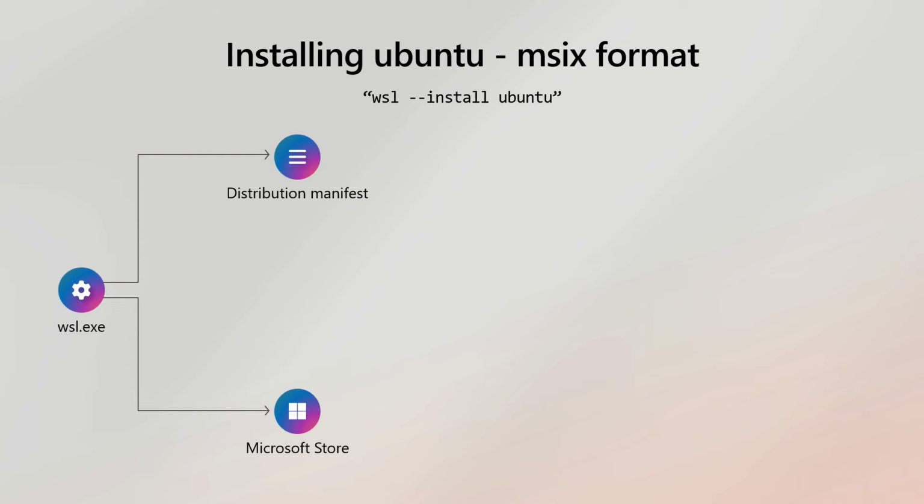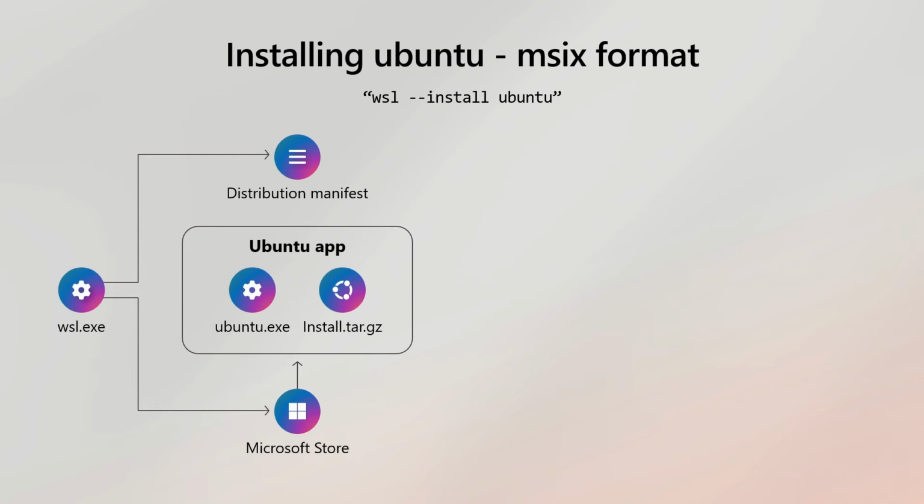And the Microsoft Store is going to download an MSIX application, which is a modern application package. And inside that package, we have two files that are important for our use case. So we have the install.tar.gz. This is essentially an archive that contains the root file system of the distribution. So it's essentially all the executables, configuration files, and such for the distribution to function. And then we have what we call the entry points. So this is what ubuntu.exe is.